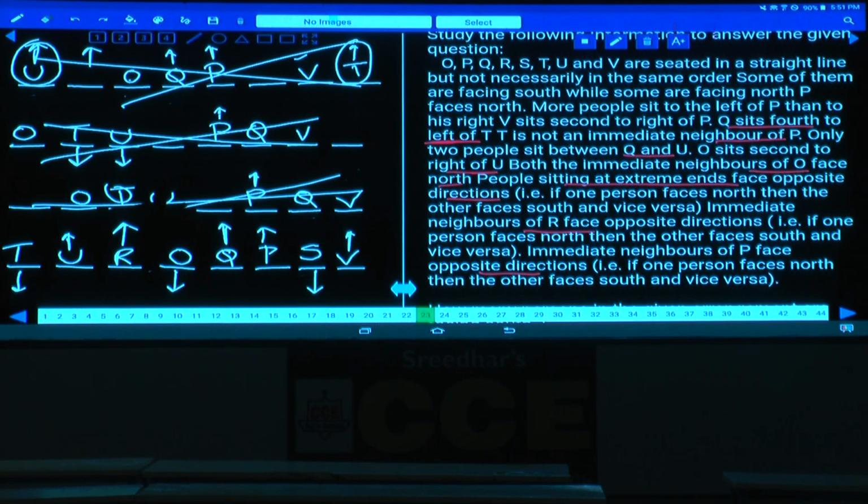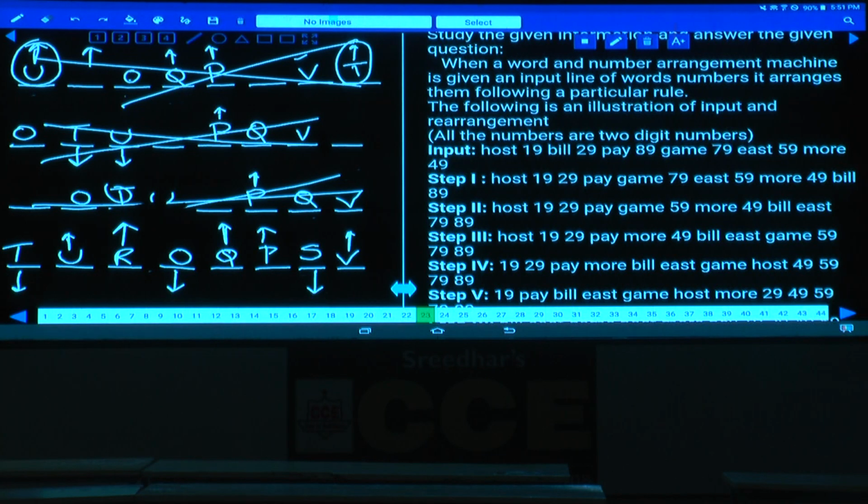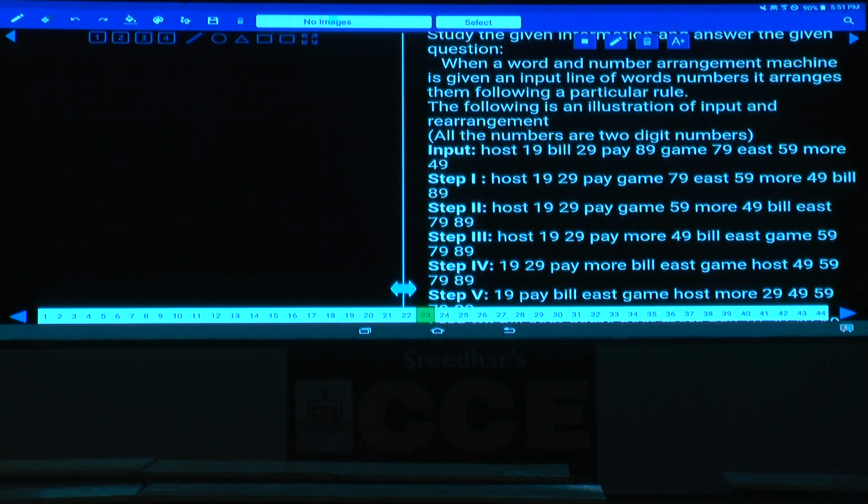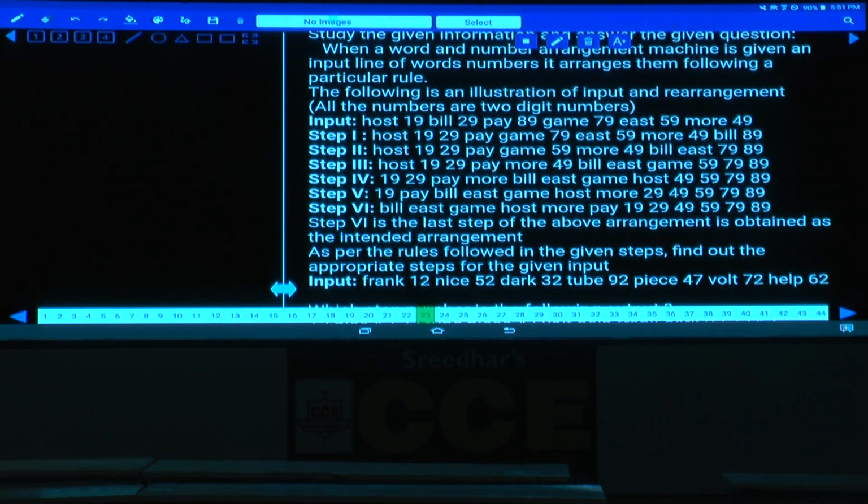Now in this 23 to 28, these questions are based on what? These questions are based on input and output. Now in this input and output, how many elements are there? There are 12 elements given in the input, followed by how many steps? 6 steps are there, and in each step exactly 2 elements are arranged.